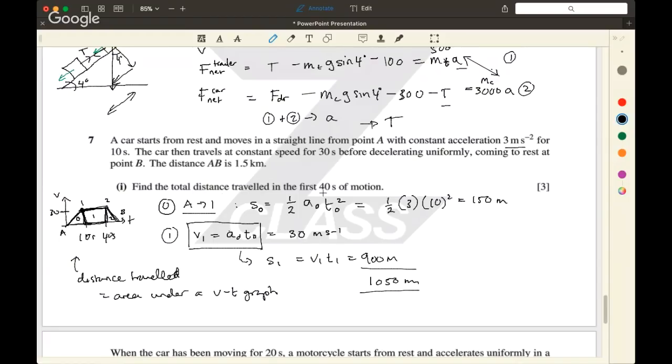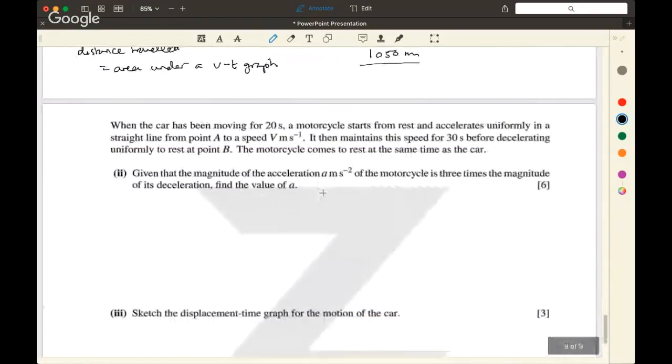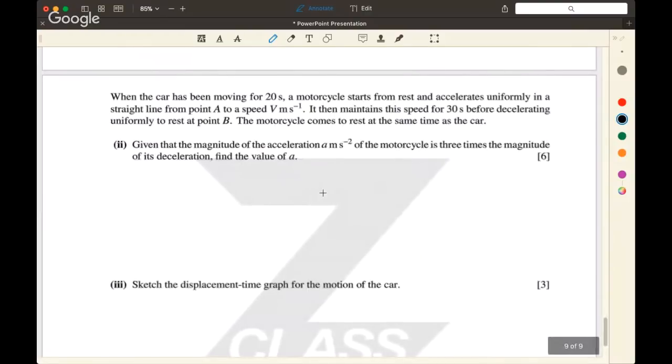So if we go here, so now they're making it a little more complicated, and they're talking about the motorcycle starting at some later stage after 20 seconds and accelerating uniformly to some speed and then decelerating, and basically it hits B at the same time as the car. So its velocity time graph, it's going to start at some 20 seconds. It accelerates, it goes along, and it comes back down at the same time.